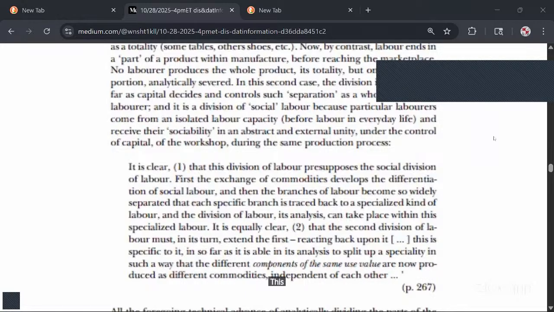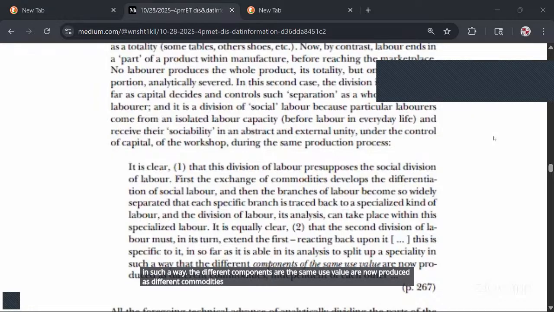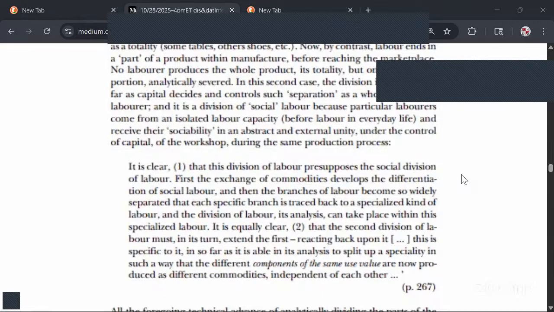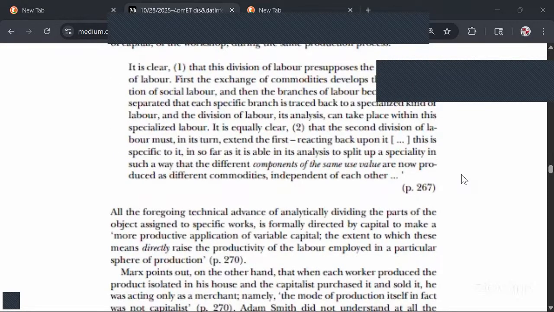This is specific to it insofar as it's able, in its analysis, to split up a speciality in such a way that the different components of the same use value are now produced as different commodities independent of each other. Close quote.